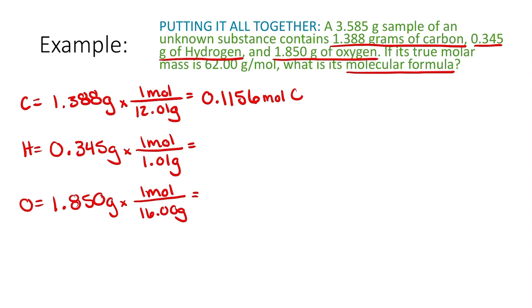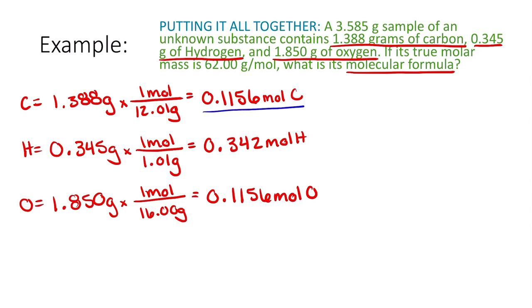0.345 divided by 1.01 moles, so I get 0.342 moles of hydrogen. And the last one, 1.850 divided by 16.00 equals 0.1156 moles of oxygen. And so my empirical formula here is going to be determined by dividing these by the smallest mole amount. Almost forgot that step, don't forget it.